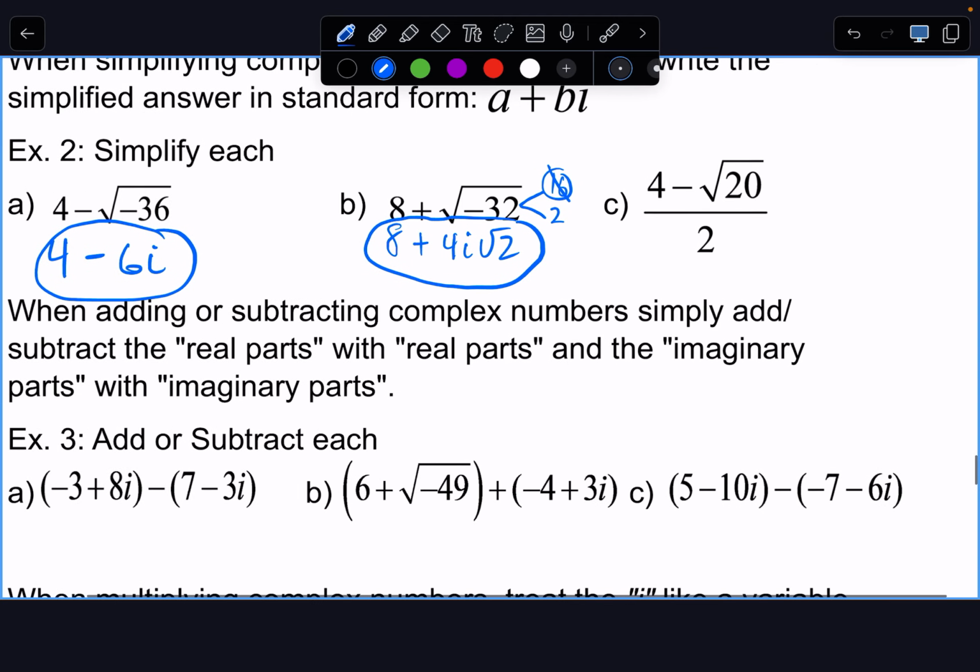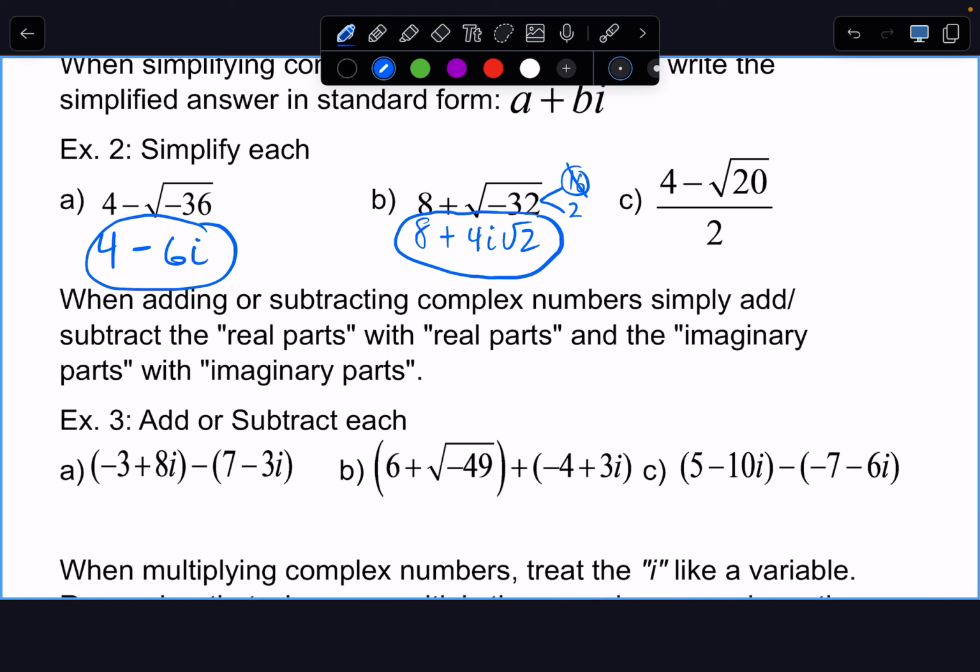And then I did this on purpose. There is no negative inside the radical. So you don't put an i just because there's a negative outside of it. This is 5 times 4. Square root of 4 is 2. So this is 4 minus 2 square root of 5 over 2. This denominator gets divided to both of these coefficients, which is 2 minus square root of 5.